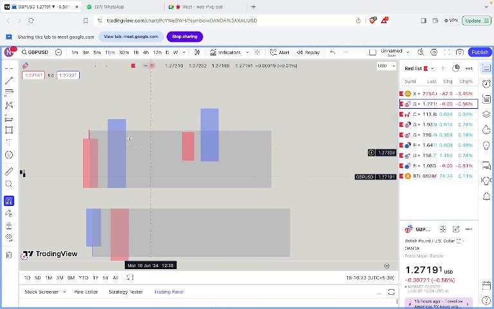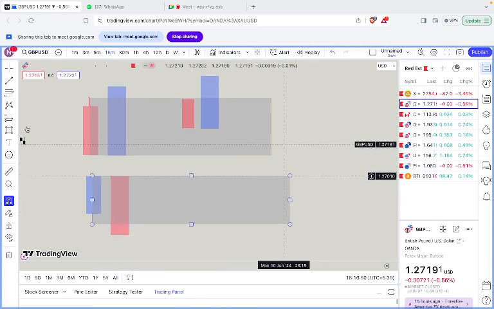Do you know what this zone is called now? Double engulfing. We can also call it double engulfing buy. There's another name to it: engulfing meets engulfing. Right. This is called engulfing buy meets engulfing buy.